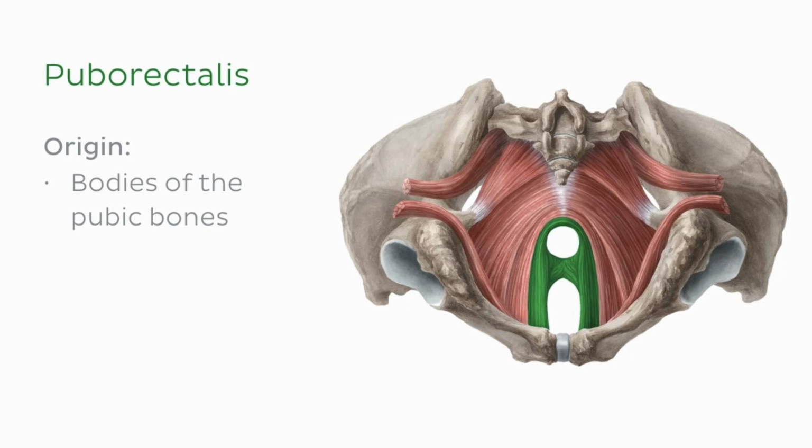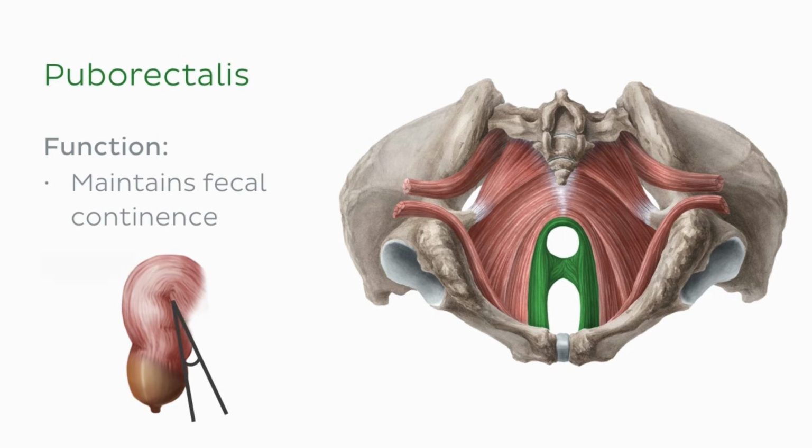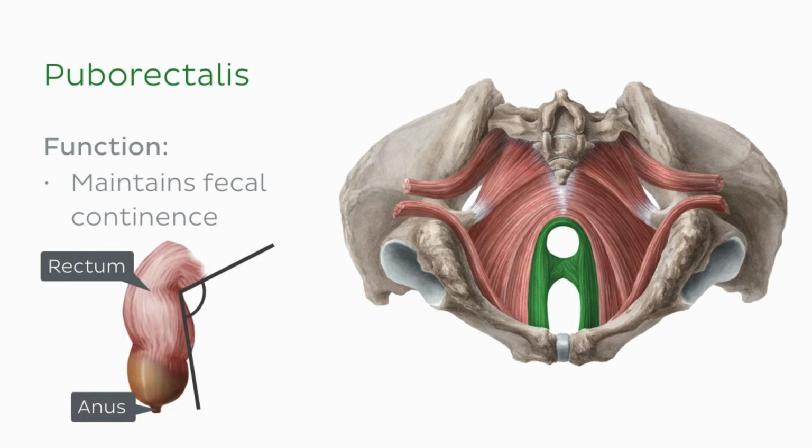This is pretty different from a lot of skeletal muscle attachments, where insertions are usually to bones. By encircling the anorectal junction, the puborectalis maintains fecal continence. When this muscle relaxes, the angle between the rectum and the anus increases, which allows for defecation to occur.